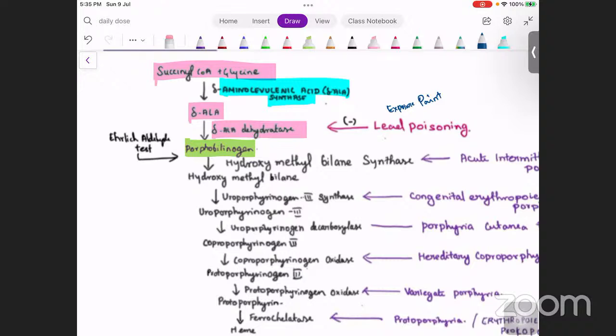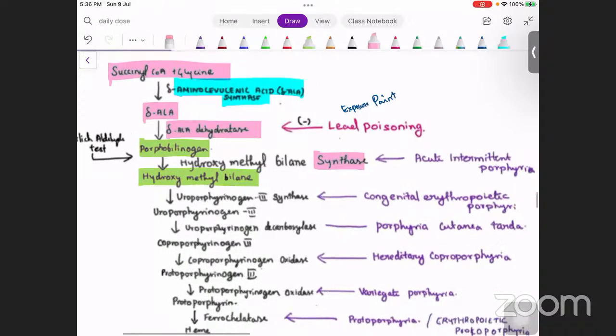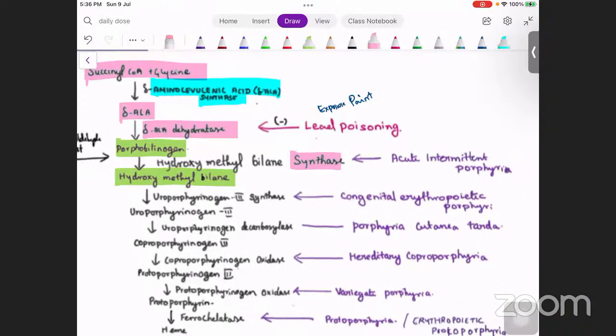Then from porphobilinogen to hydroxymethylbilane, mediated by the enzyme hydroxymethylbilane synthase. Deficiency causes acute intermittent porphyria. And then you have uroporphyrinogen 3. Conversion of HMB to uroporphyrinogen 3 is mediated by uroporphyrinogen 3 synthase, where deficiency causes congenital erythropoietic porphyria.